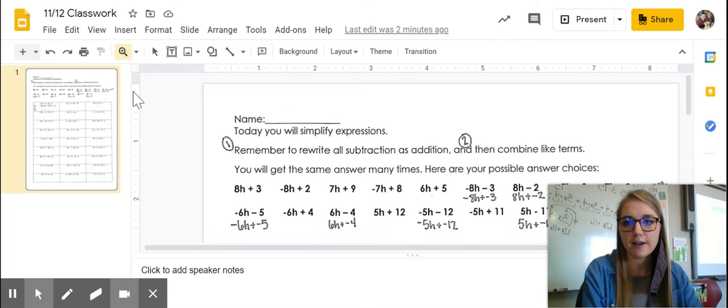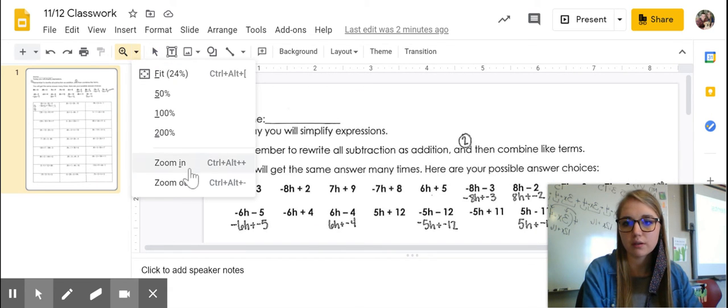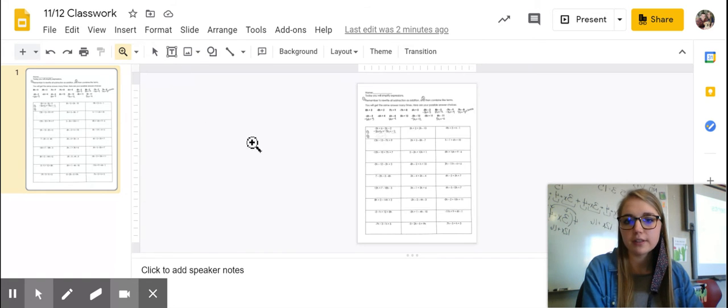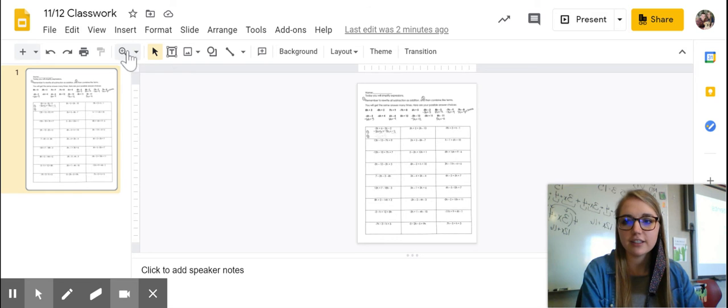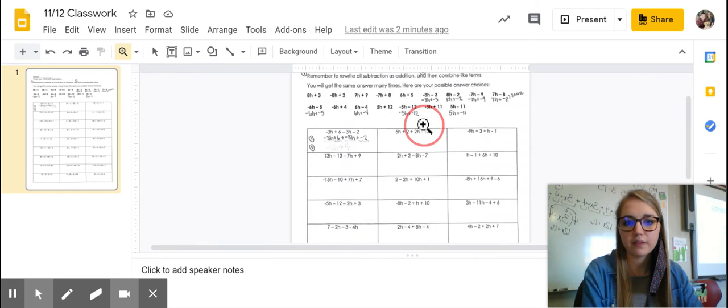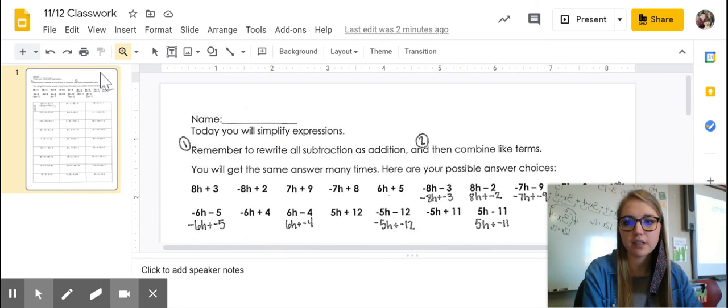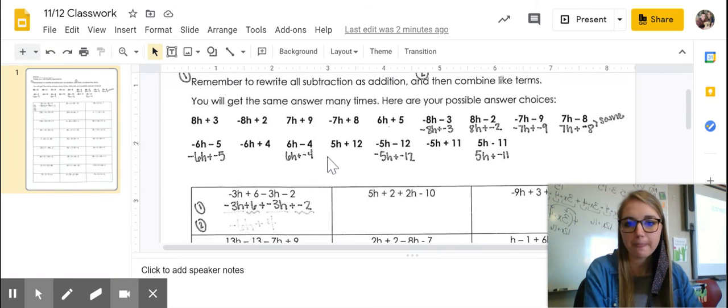So today you have these classwork problems. Just a reminder, when you open your assignment, it will look like this. Obviously, that is very small and you can't read that. So click this zoom in button a few times, and now your problems are plenty big, okay?